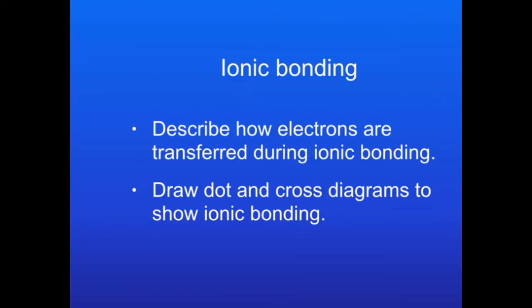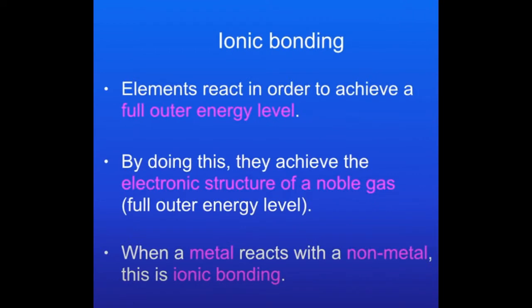Today I'm going to teach you the three different types of bonding: ionic bonding, metallic bonding, and covalent bonding. I'm going to start with ionic bonding. You're going to learn how electrons are transferred during ionic bonding and how to draw dot and cross diagrams to show this. Ionic bonding only happens between metals and non-metals. They react to achieve full outer energy levels or to fill their outer electron shell.